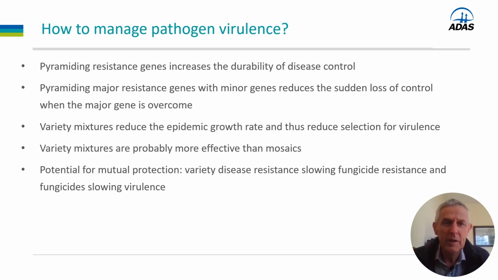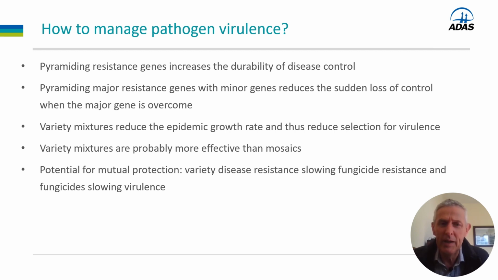So what can we conclude? Pyramiding resistance genes increases the durability of disease control, and marker assistance is helping plant breeders achieve that to a greater extent, and we're seeing the success of that coming through in modern varieties. Pyramiding major resistance genes with minor genes can help reduce the sudden loss of control when the major gene is overcome, and again, markers can help with this because visually in a breeding program the effect of minor genes is masked by the effect of the major gene or genes.